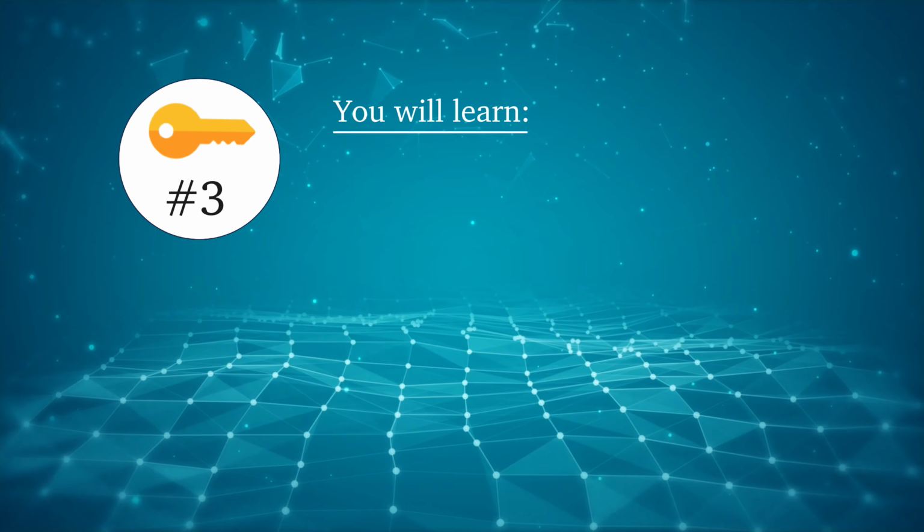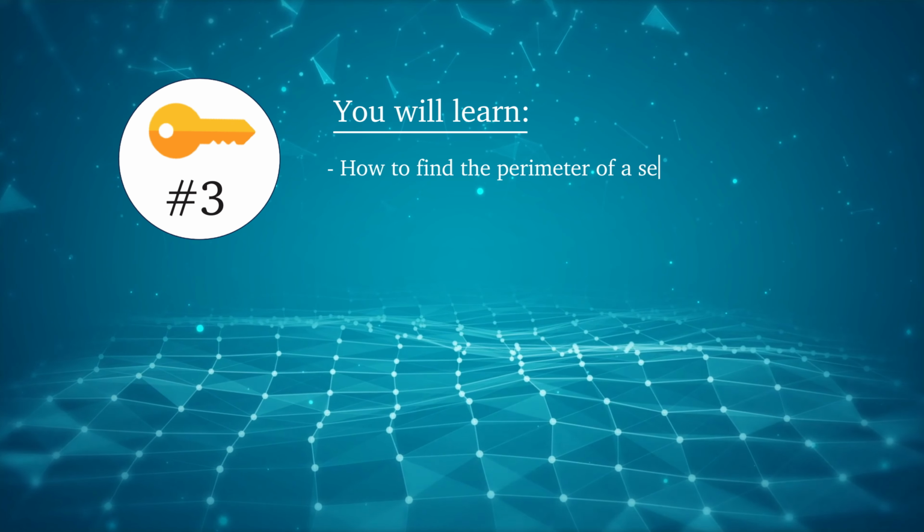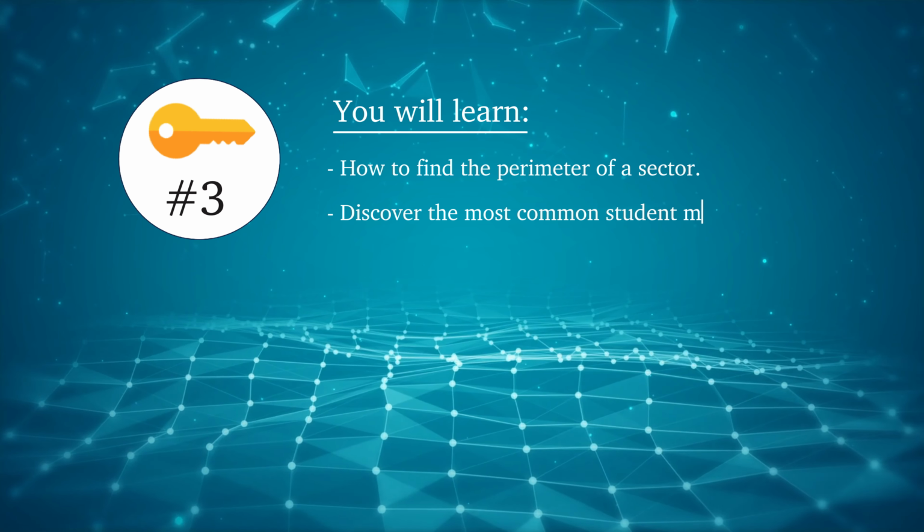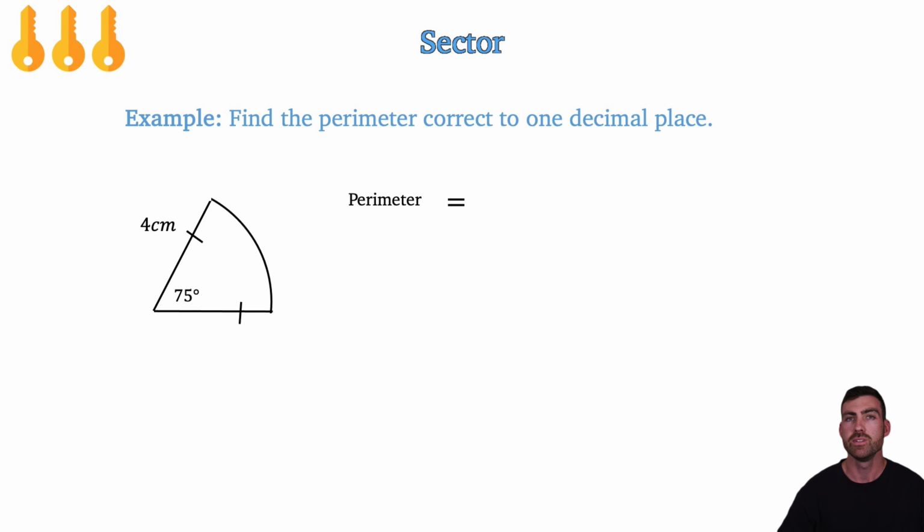In this section, you will learn how to find the perimeter of a sector and discover the most common student mistake. We've done half a circle and a quarter. But what happens when the slice isn't neat? When the angle could be anything? This is the moment most students freeze. They don't know the fraction needed to multiply the full circumference formula. Let's break it down. A sector's perimeter is still made up of the same parts as before. 2 straight radii plus the arc.